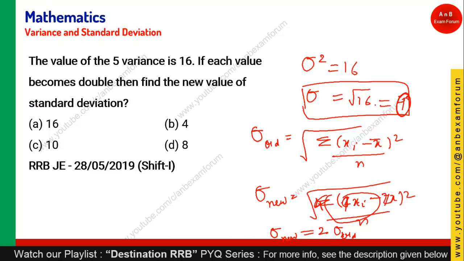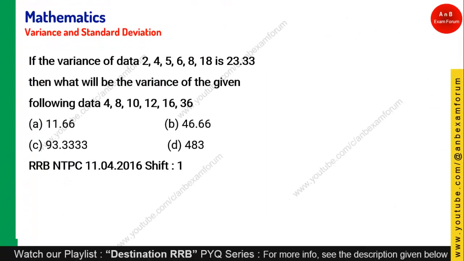Okay, so 4 into 2 is what? 8. 8 is the right answer for this question. So option D is the correct answer. Let's see the next question.